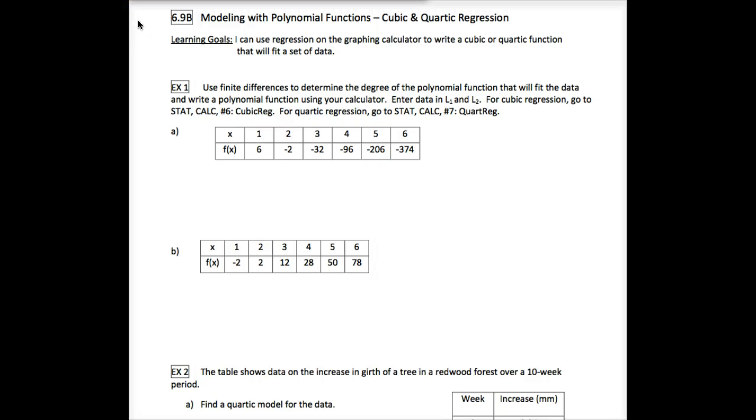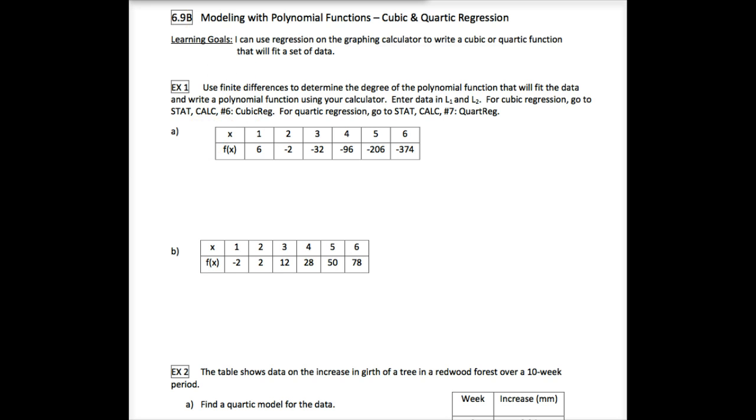Right, so we've talked about linear regression, we've talked about quadratic regression, we just keep moving up the degrees of the polynomials. Today we are going to talk about cubic and quartic regression. So cubic is degree 3, quartic is degree 4. And our learning goal for today is to be able to use regression on the graphing calculator to write a cubic or quartic function that will fit a set of data.